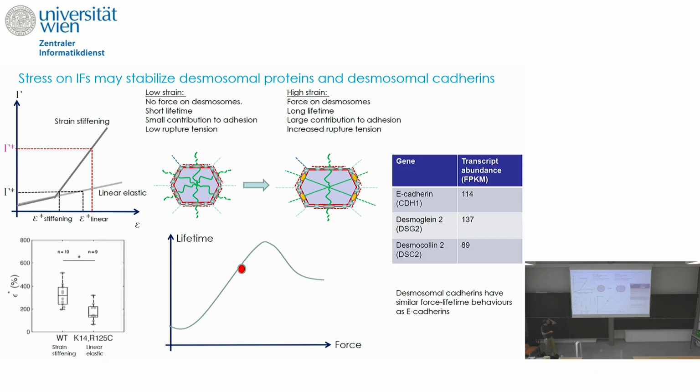So in support of this, if we look at the amount of transcripts that there are for E-cadherin and for desmosomal cadherins, they're comparable. So there might be enough desmosomal cadherins to do what I said might be happening. And desmosomal cadherins have similar force lifetime behaviors as E-cadherins. The data for desmosomal cadherins isn't as complete as for E-cadherin, but the ranges look about right. And Alessandra will hopefully tell you a little bit more about this later on.